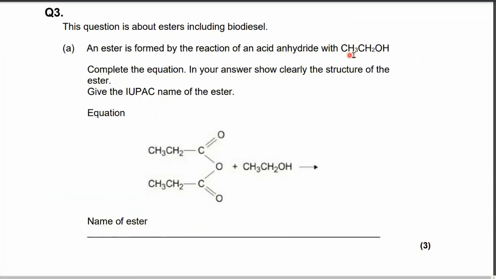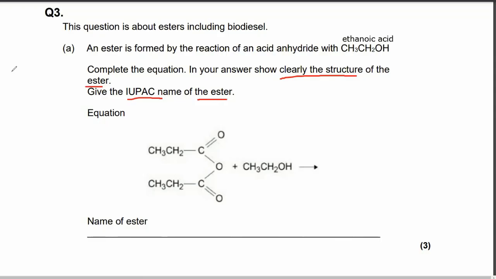Let's go. Okay, this is question 3. This question is about esters, including biodiesel. An ester is formed by the reaction of an acid anhydride with, it looks like ethanoic acid here. We'll be given the structural formula. Complete the equation in your answer to show clearly the structure of the ester. Give the IUPAC name of the ester. So we really need to complete this equation, show the two products for 2 marks, and name the ester that's formed.